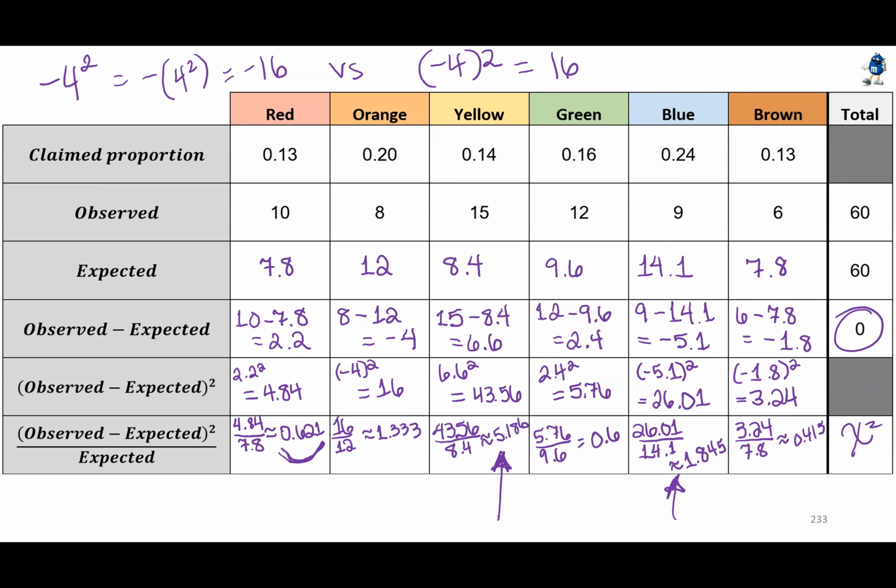If M&M colors are really distributed the way that Mars says they are. So out of all the colors, yellow contributed the most to the statistic. Blue contributed too. The others are pretty small.